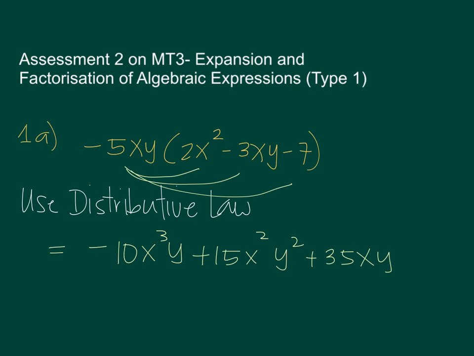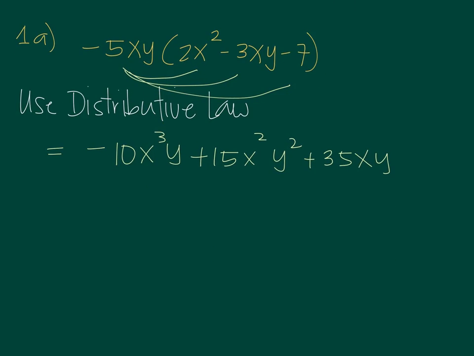As long as you use the rules of exponents properly, multiply the numbers properly, and work on the signs correctly, then you will get the proper expanded form of the given expression. So that's negative 10x cubed y plus 15x squared y squared plus 35xy. And then we go to letter B.